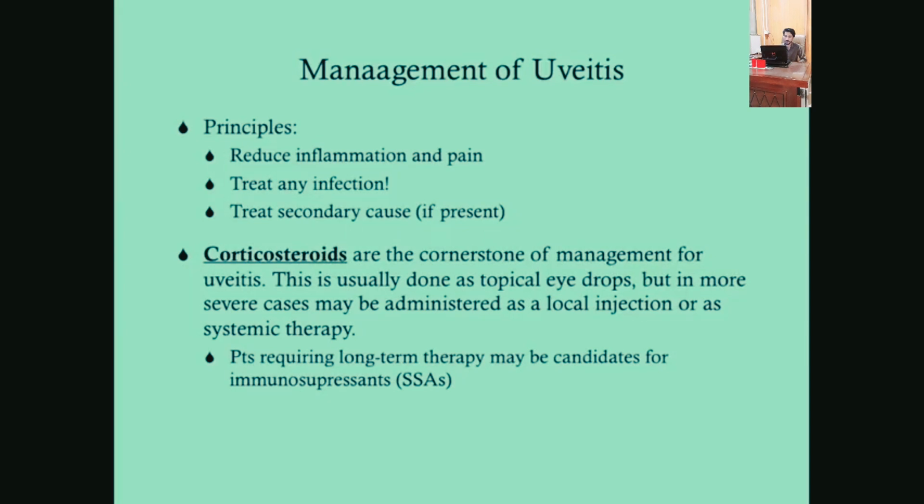osteoporosis, diabetes, hypertension. So in those cases, if they need long-term therapy, you may want to give immunosuppressants instead, and that can be something like methotrexate or cyclosporine.